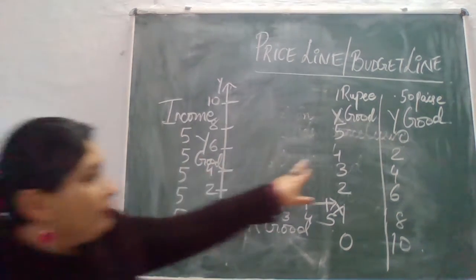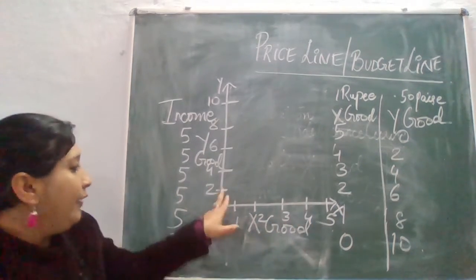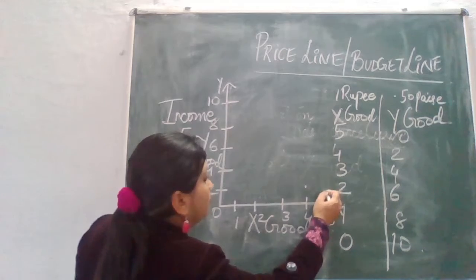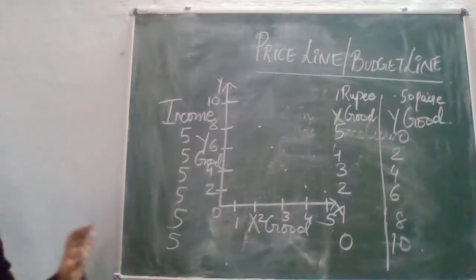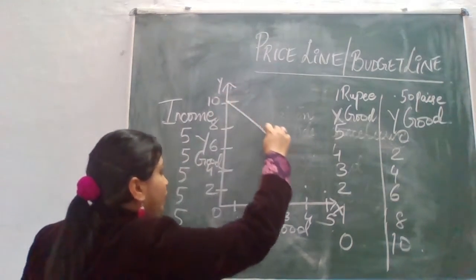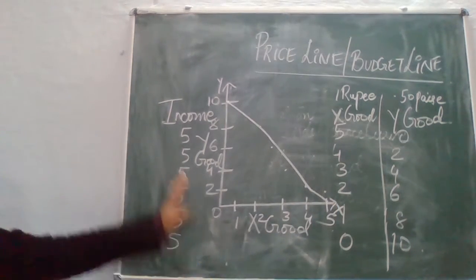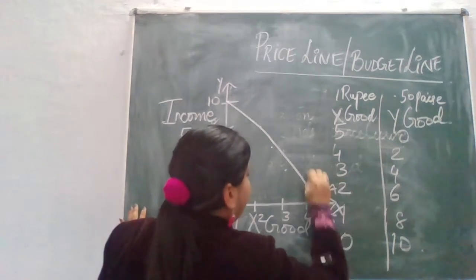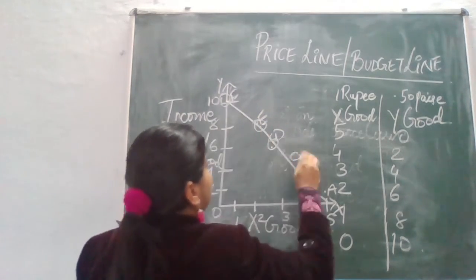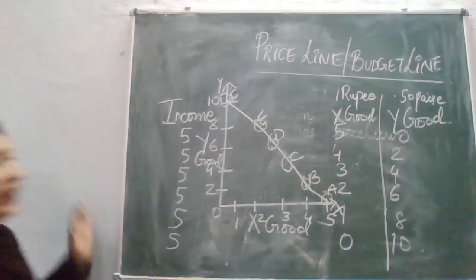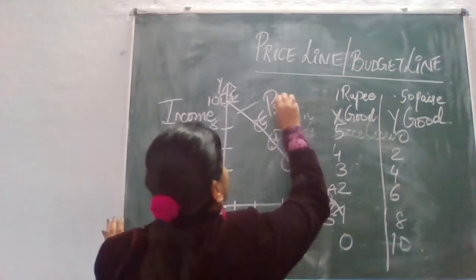If you look at the second one, for X good it is 4 and for Y good it is 2. Like this your points will be framed from here, and when you join them with the help of various combinations, you can look at the table also, it will come like this. These will be your combinations A, B, C, D, E and F here. These are the combinations, and by joining this line, we are getting this price line.